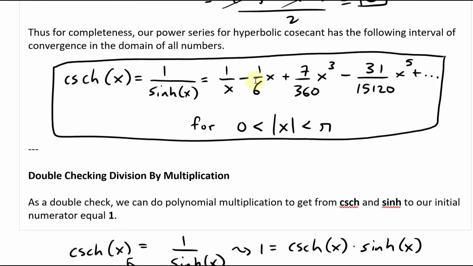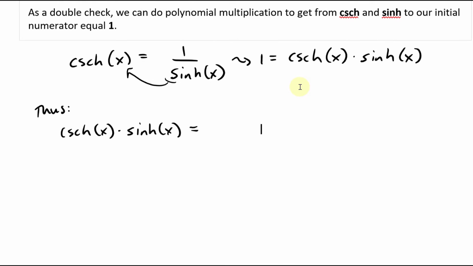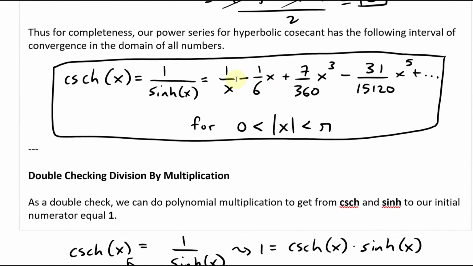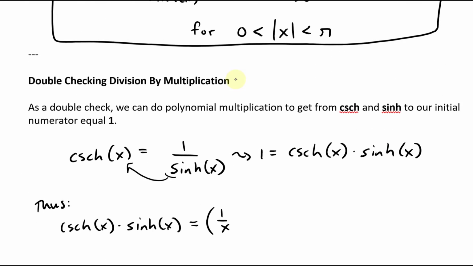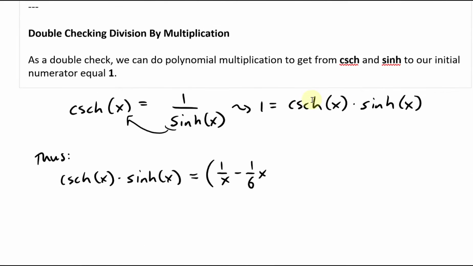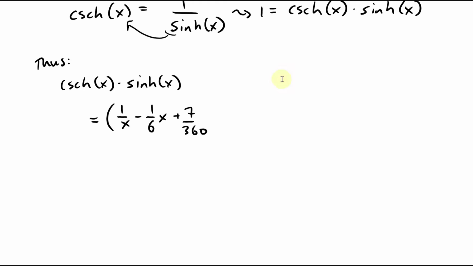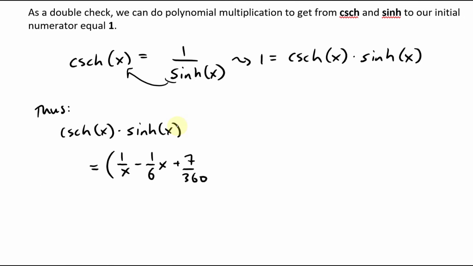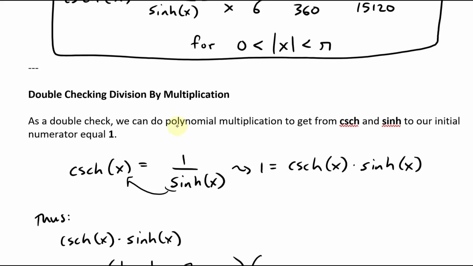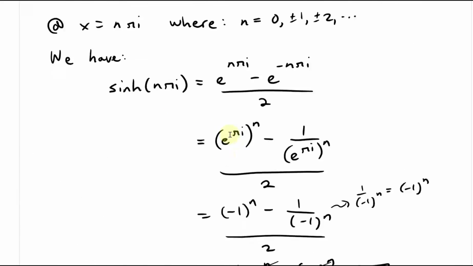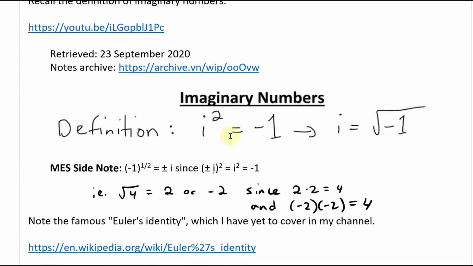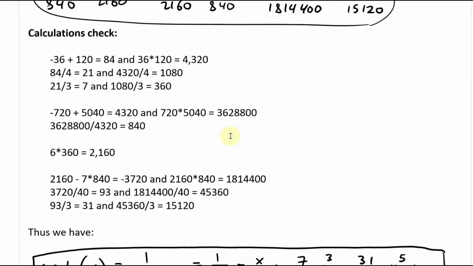This is the resulting answer we got. Let's just do the first 3 terms, because it's a bit tedious afterwards. So it's going to be 1 over x minus 1 over 6x, and then plus 7 over 360, and here I'll move it down over there. The next one is minus dot dot dot. And then we're going to multiply this by sinh of x. Remember, sinh of x is what we were given.